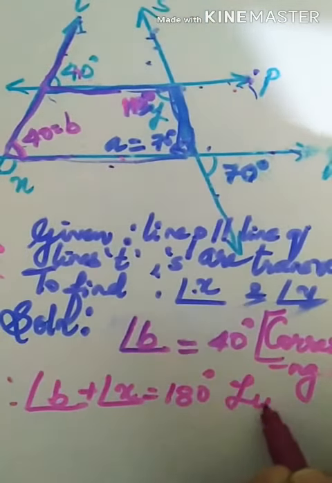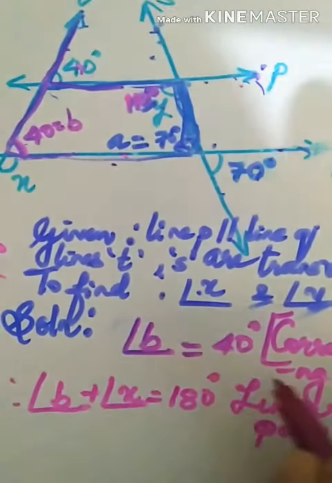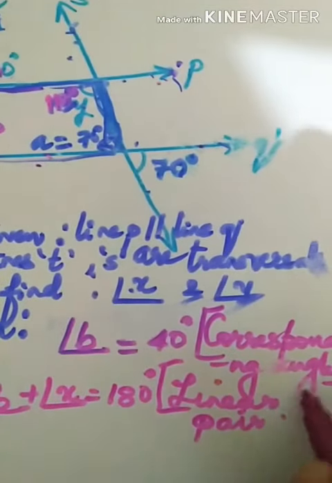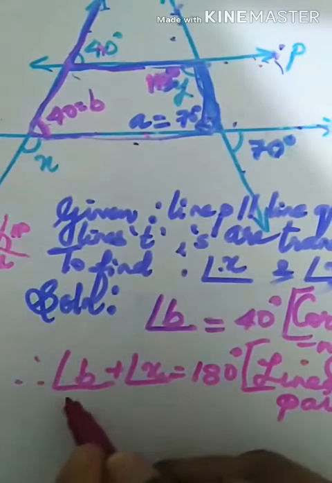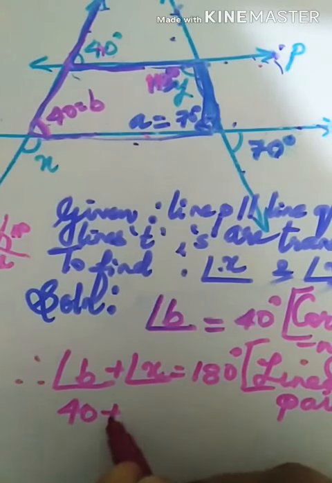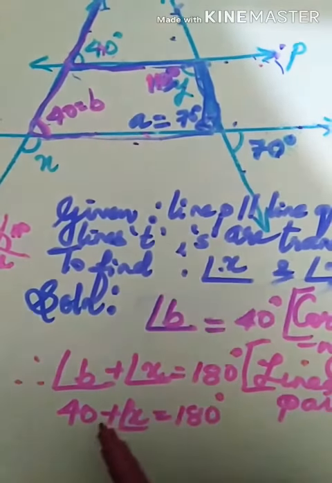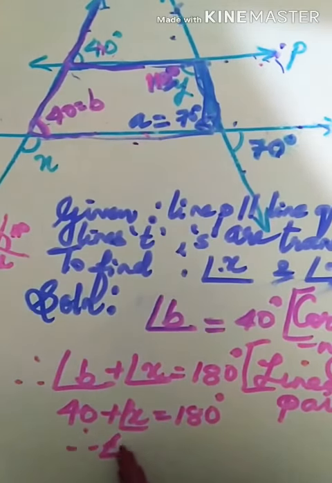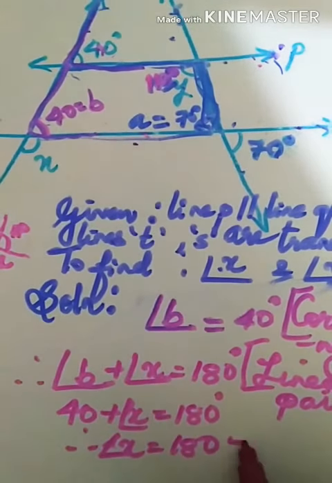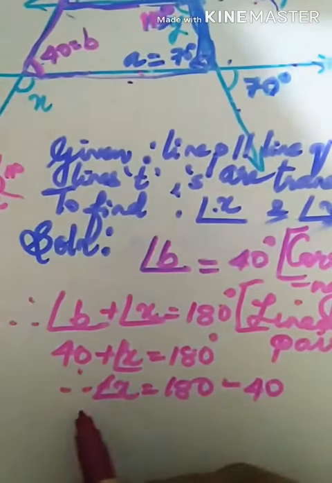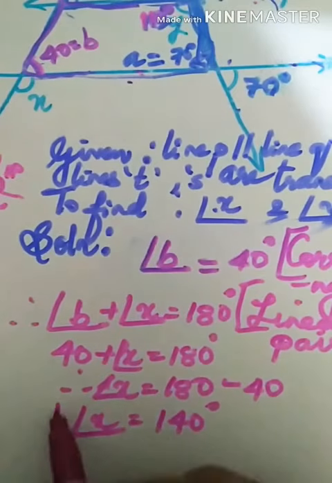Reason, linear pair. Put it in bracket, linear pair. Angle B is 40. So in place of B, I'll write 40 plus angle X is equal to 180. So therefore, angle X equal to 180, 40 goes to that side, it becomes minus 40. So we got angle X as 140 degree.